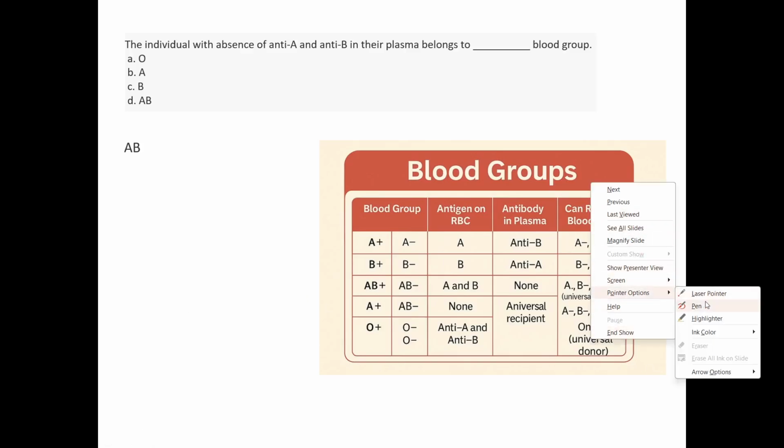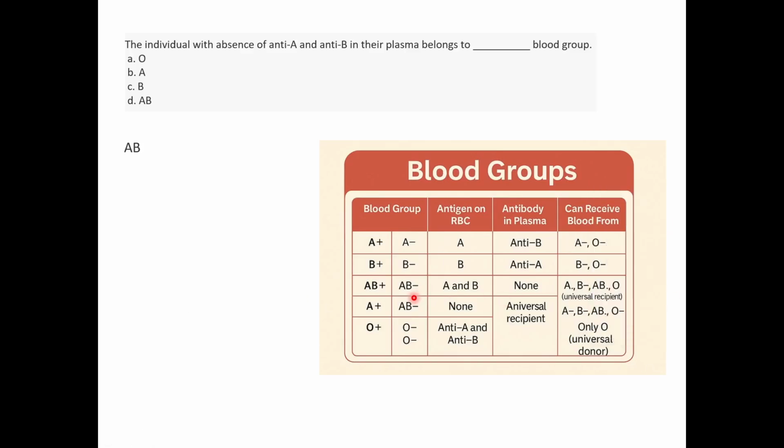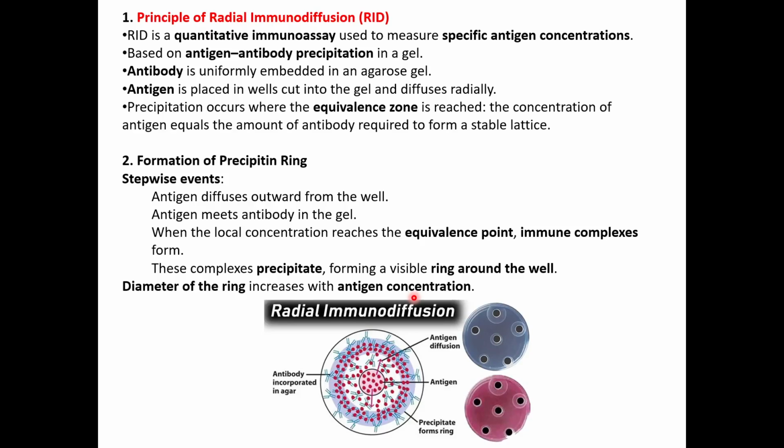Okay, so this was about blood groups. Then the other question was regarding radial immunodiffusion, which is RID. Radial immunodiffusion is a quantitative immunoassay used to measure specific antigen concentrations. Based on antigen antibody precipitation in a gel, this works. So your antibody is uniformly embedded in your agarose gel. You have your plate in which you have your agarose gel, and then your antibody is uniformly embedded in the gel, and then antigen is placed in wells cut into the gel.